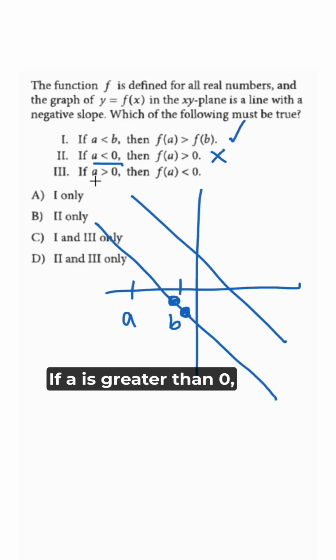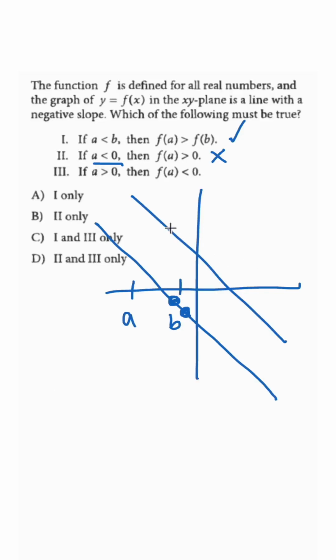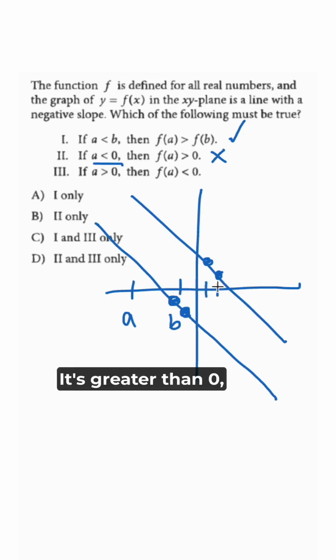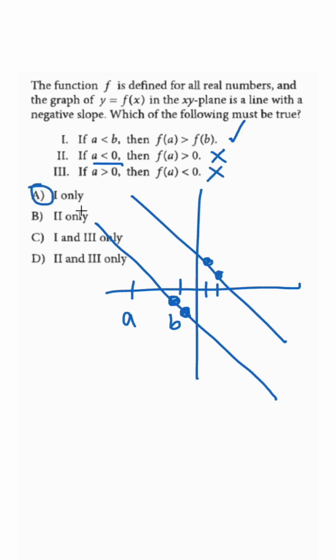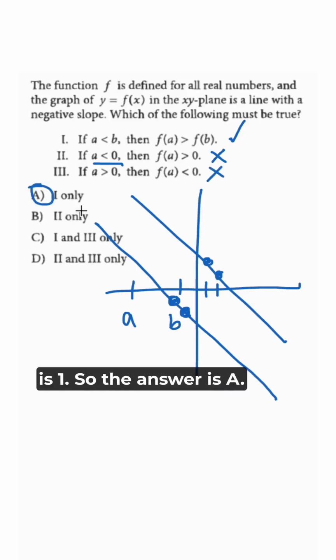And what about 3? If a is greater than 0, is f of a less than 0? Not necessarily, because in the first example of the line here, these are points on the line where there's a positive a value, right? It's greater than 0. And the height of the function is not less than 0, right? So the only one that has to be true is 1, so the answer is A.